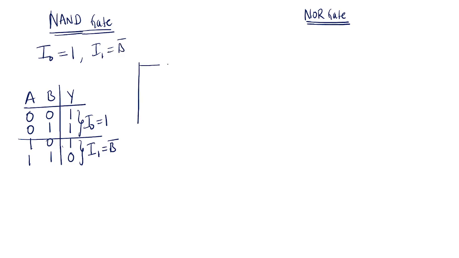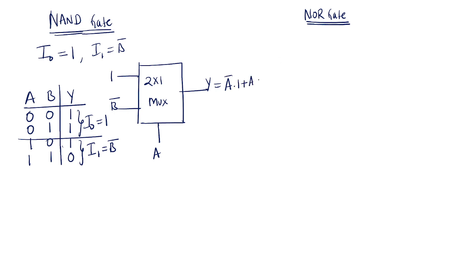So if you draw the 2 cross 1 mux, here this is 1 and this is B bar. Y equal to, A is the selection line, A bar and 1 plus A B bar. Y equal to A bar plus B bar, from the absorption law. If you apply De Morgan's law, this is equal to (AB) bar. NAND gate. You got the NAND gate, no?